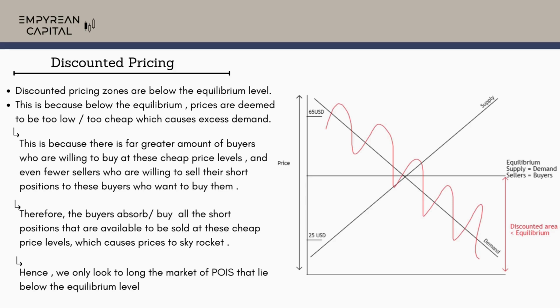So this causes prices to rise drastically in order to clear the excess demand. So as a result, we only look to long the market at points of interest that lie below the equilibrium level, or order blocks that are below the equilibrium level in discounted pricing, which become the highest probability order blocks.